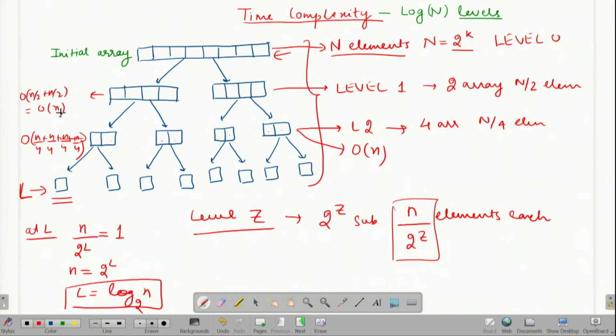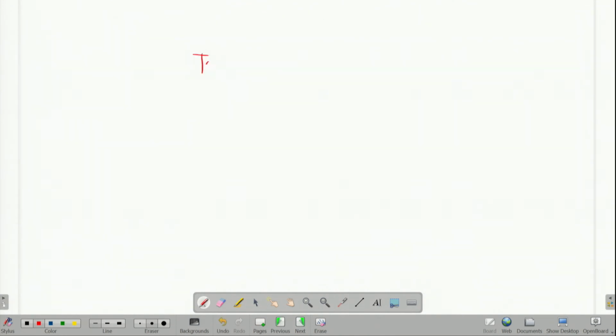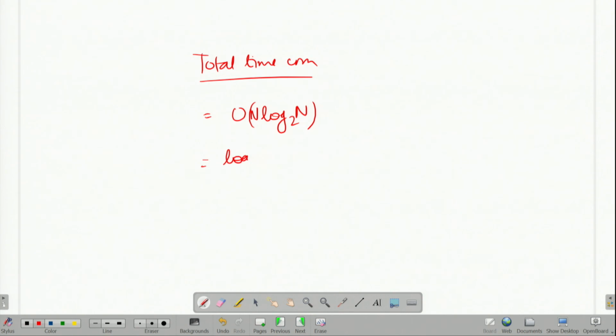So we can notice that at each level, the time complexity for merging the arrays is O of n, and in total we have O of log n levels. So we can say that total time complexity is equal to O of n log n to the base 2, because I have log n to the base 2 levels into n, which is the time complexity for merging at each level.